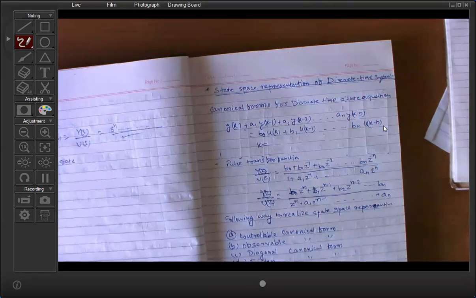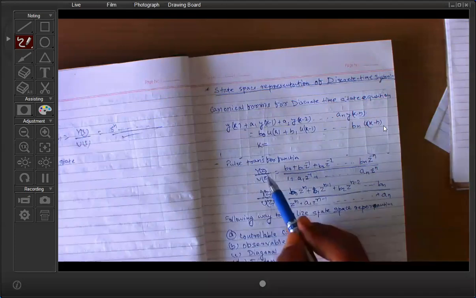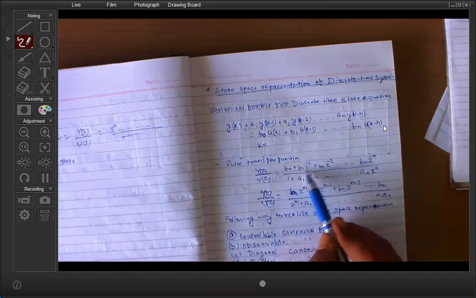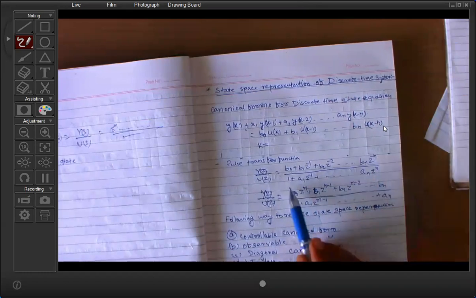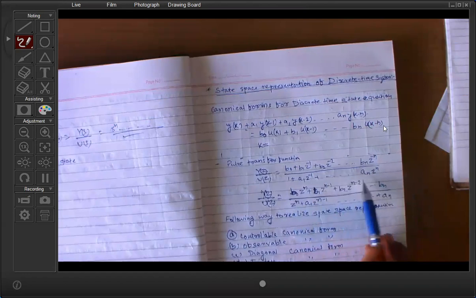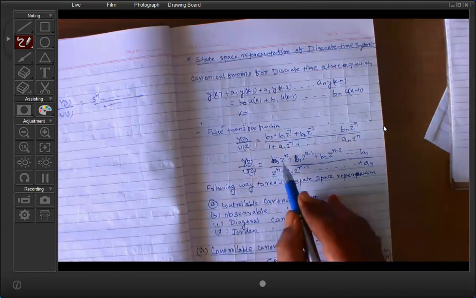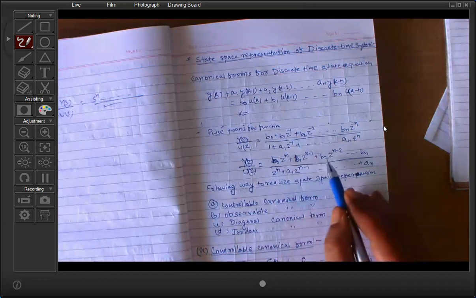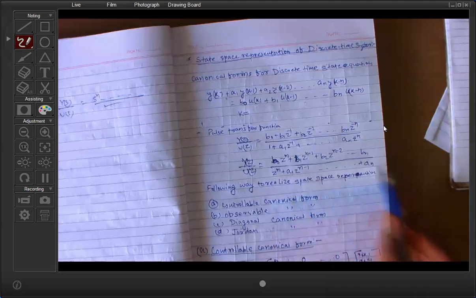If you apply the Z transform, then the pulse transfer function of the given difference equation is Y(z) by U(z) is equal to b0 plus b1 z to the power minus 1 plus b2 z to the power minus 2 up to bn z to the power minus n, divided by 1 plus a1 z to the power minus 1 up to an z to the power minus n. If you multiply z to the power n in both numerator and denominator, then the pulse transfer function is Y(z) by U(z) equal to b0 z to the power n plus b1 z to the power n minus 1 up to bn, divided by z to the power n plus a1 z to the power n minus 1 up to an.